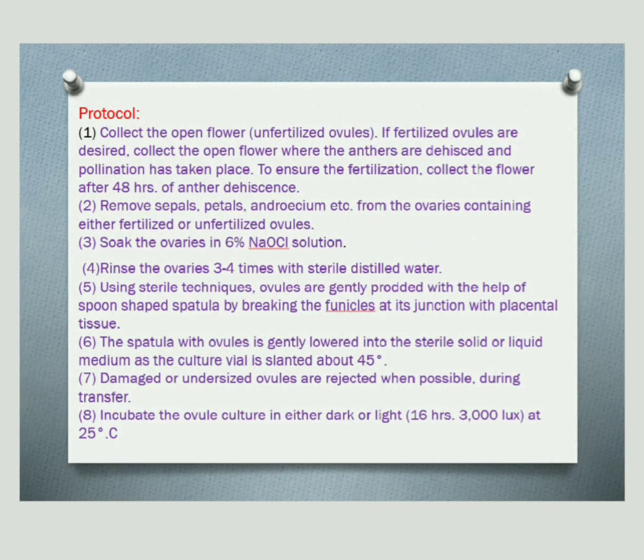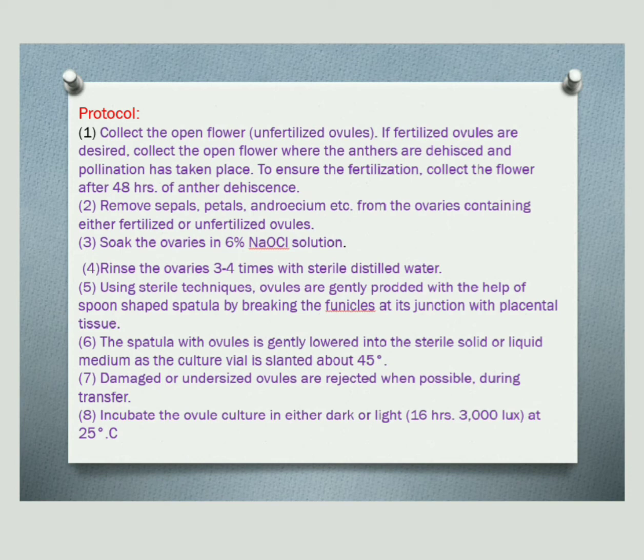By growth on the nutrient media, it is allowed to grow there under controlled conditions. Then the procedure: you can do this culture of ovule with unfertilized ovules or fertilized ovules. First collect the open flower. If you need fertilized ovules, then collect the open flower where the anthers are dehisced, where pollen grains are spreading and pollination has taken place. To ensure fertilization, collect the flower after 48 hours of anther dehiscence. The anther is a bilobed structure which has pollen sacs, where the pollen grains are present.